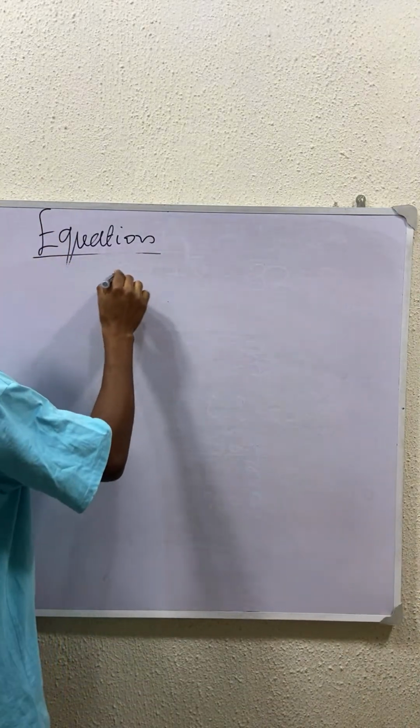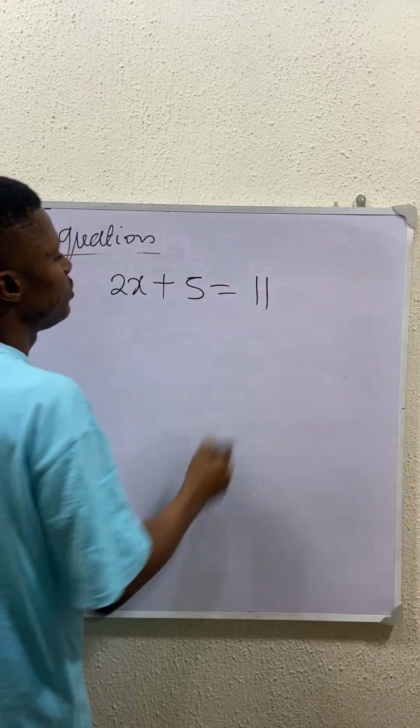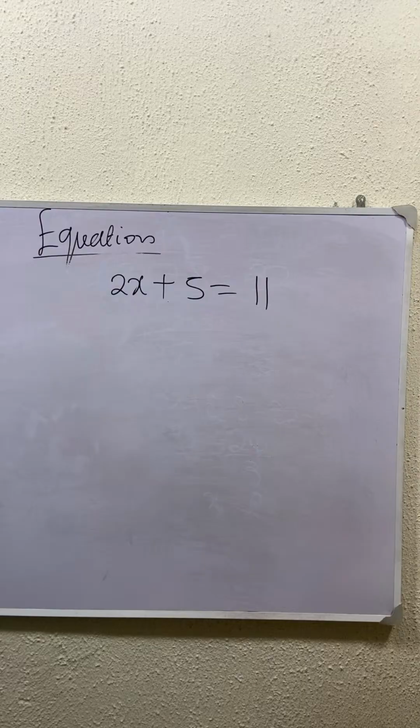Let's look at the next one. We have 2x plus 5 is equal to 11. We are trying to find the value of x that can satisfy the given equation.